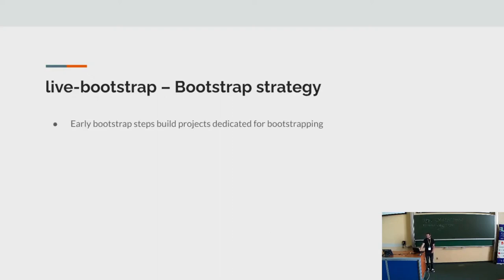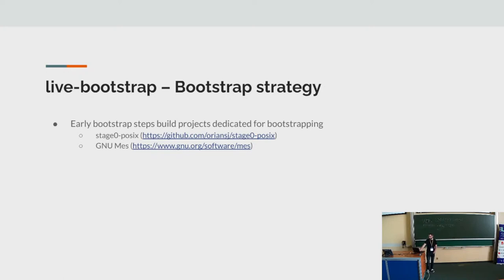So how does it work? Early bootstrap steps build on projects dedicated to bootstrapping. So there's stage0-posix and GNU Mes. I will not go into details, but they are basically helping bridge the gap of the early bootstrap steps. How do you get to a working C compiler, which is written in C, when you don't have a C compiler? So this is a very technical concept, which you can dive into if you'd like, but I'd like to focus on the high level.